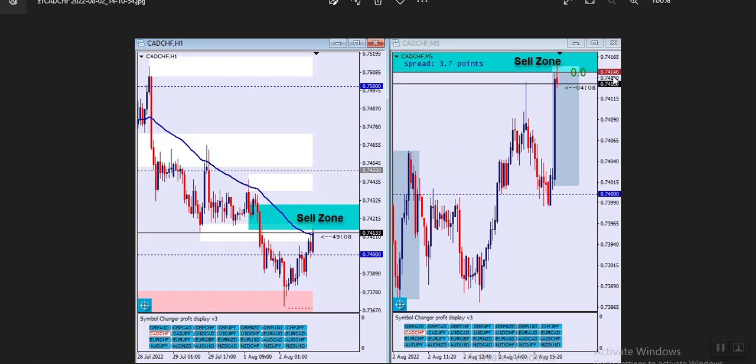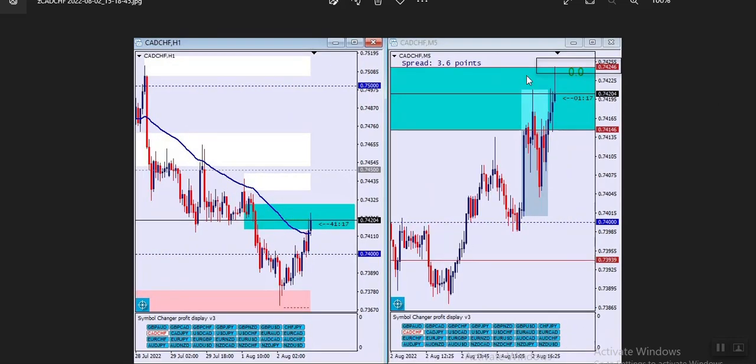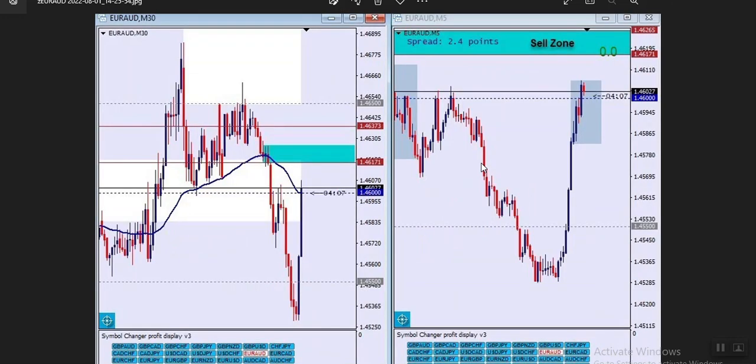at 0.74146. Price got to that point, dropped nicely at this point. This was a 1 hour time frame setup, and it went back up and took me out. So this was when it finally broke through the zone. That was a loss of about 12 pips on this setup.